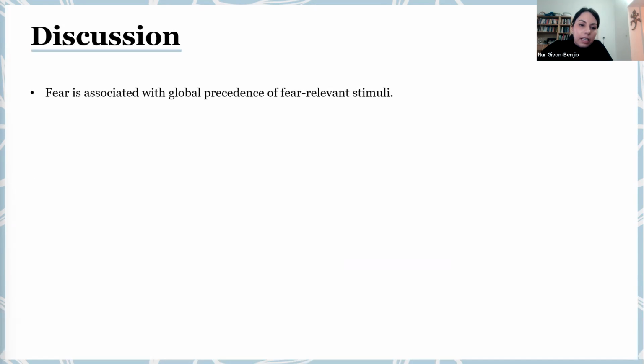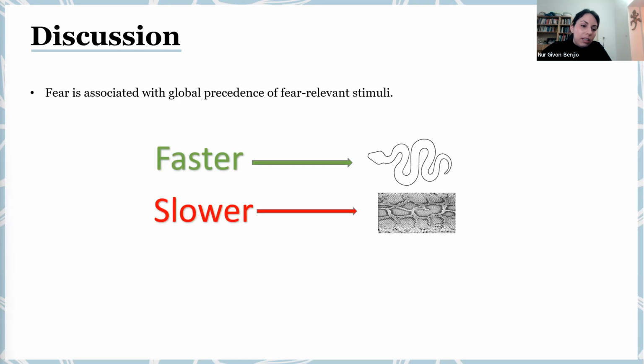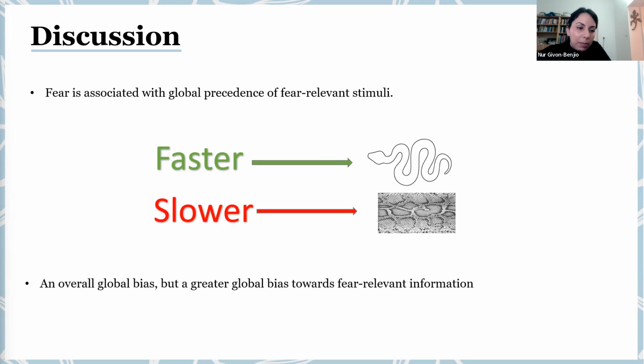The results indicate that fear influences hierarchical processing by prioritizing the global level of the fear-related stimulus at the expense of its local characteristics. Specifically, participants with high fear are faster in identifying the animal's global structure and are slower to identify the local elements. Furthermore, while participants demonstrated a global to local bias regardless of the level of fear, fear was associated with a greater global bias to the fear-related stimulus.